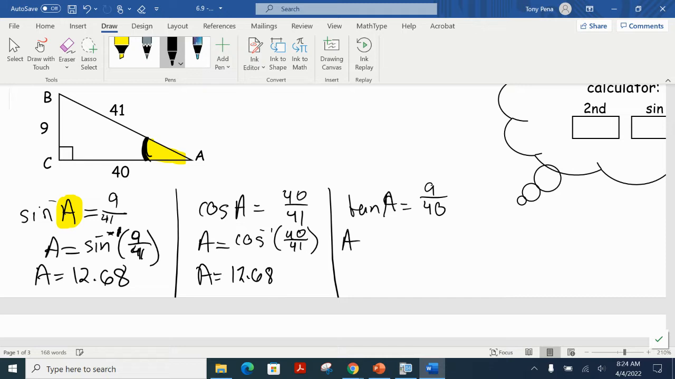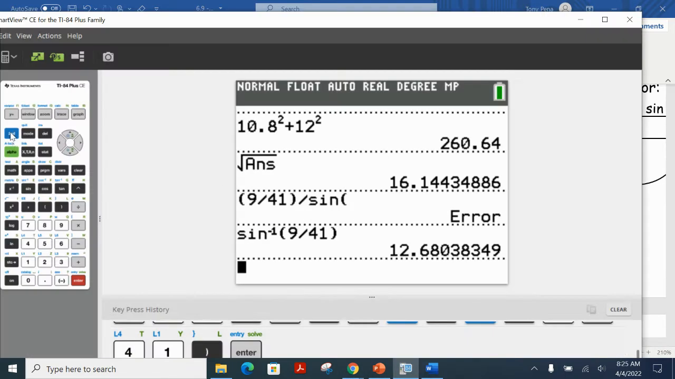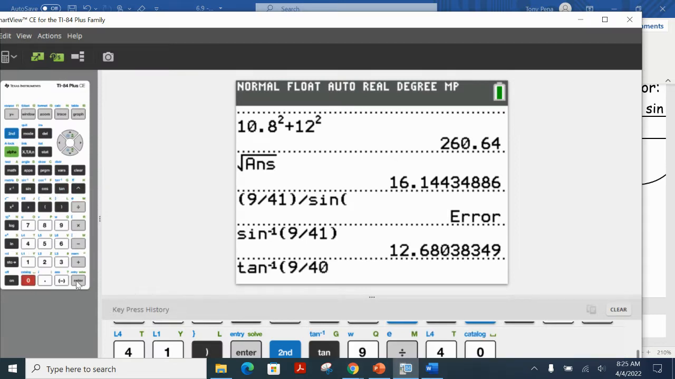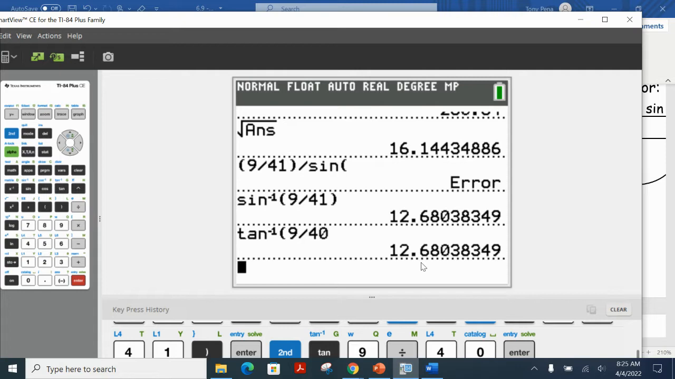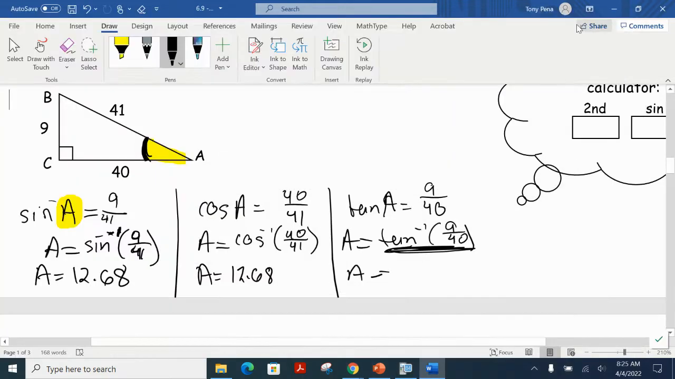And then if I wanted to use the tangent at the beginning, because some people are going to see these all differently when we turn you loose on these, I throw this into my calculator: second tangent of 9 over 40. Notice how that gives you the identical answer. So all three of them can be used if we know all the appropriate sides. All right, so that is our 12.68 degrees.